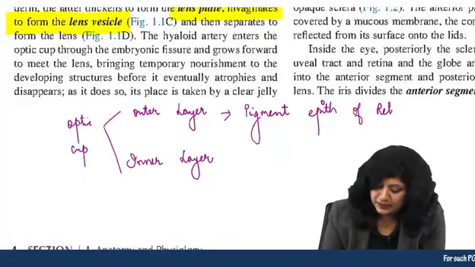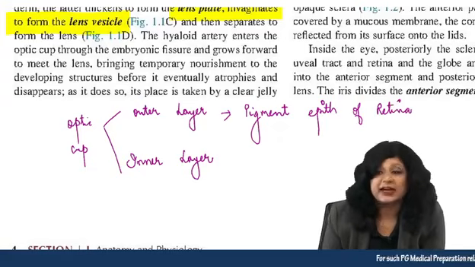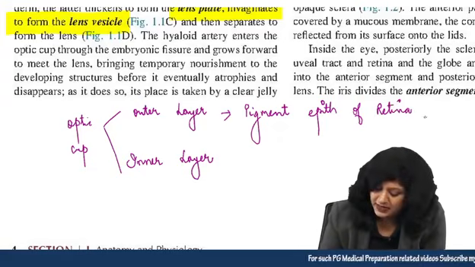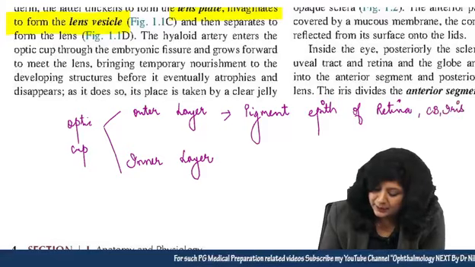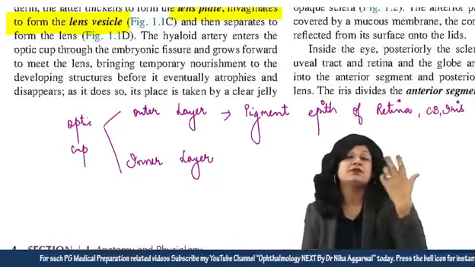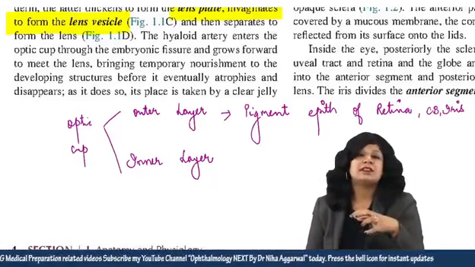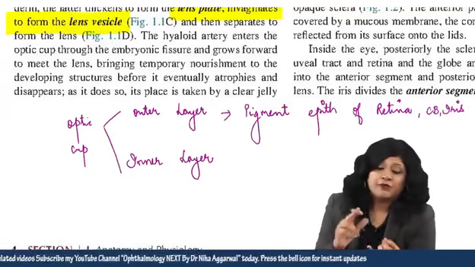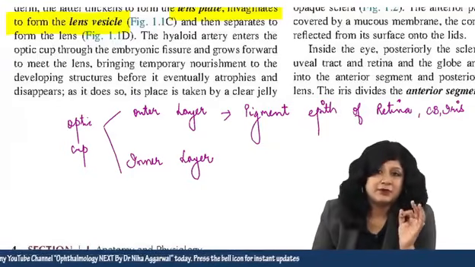So that means it is forming the outermost layer of the retina, that is pigment epithelium, RPE, also of the ciliary body and the iris. So basically the epithelium of the cornea, conjunctiva, lacrimal apparatus is forming from the surface ectoderm, but the pigment epithelium of the retina, of the ciliary body and the iris, they are coming from neuroectoderm.